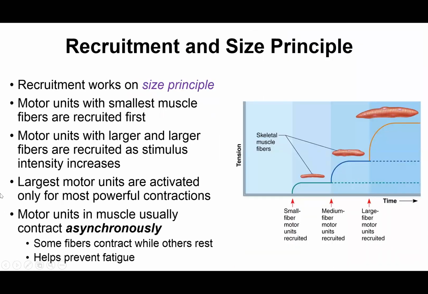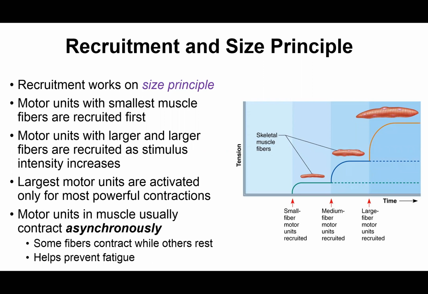Now, this idea of recruitment that we just talked about works on what's called the size principle. This whole idea is just that motor units with the smallest muscle fibers are going to be recruited first, and motor units with larger and larger fibers are going to be recruited as the stimulus intensity increases. And the largest motor units are activated only for our most powerful contractions.